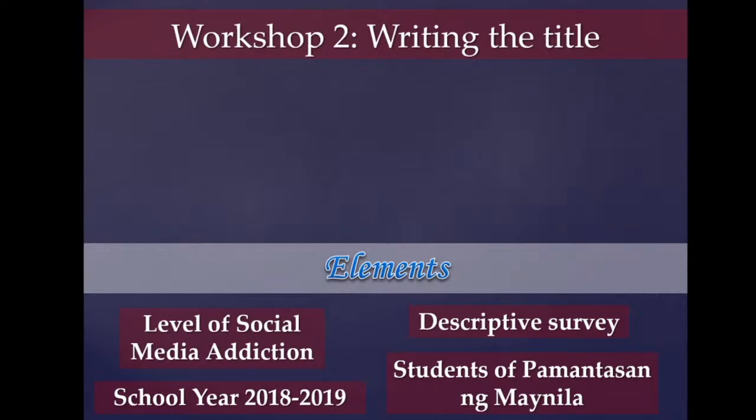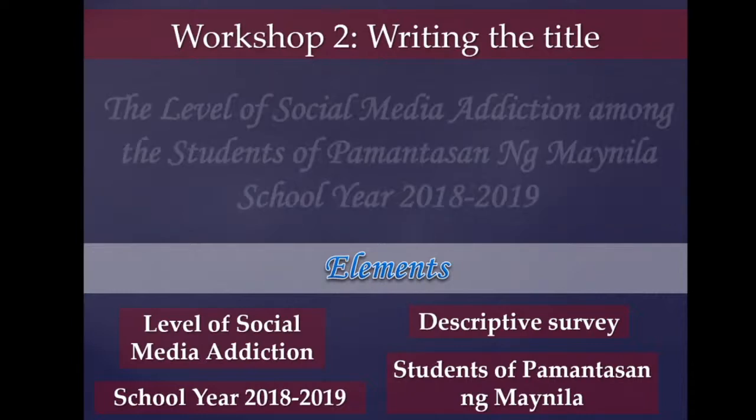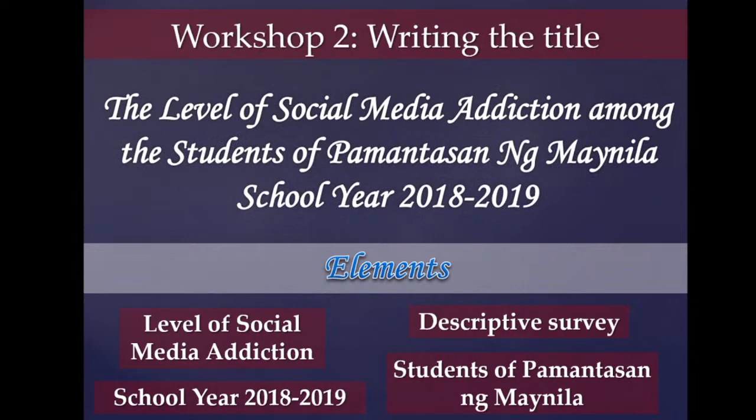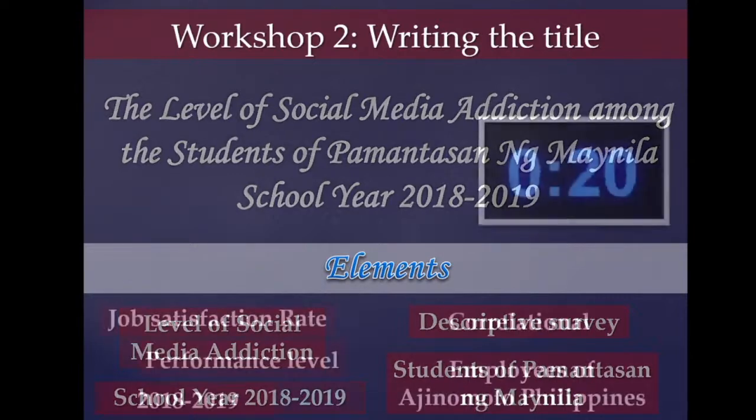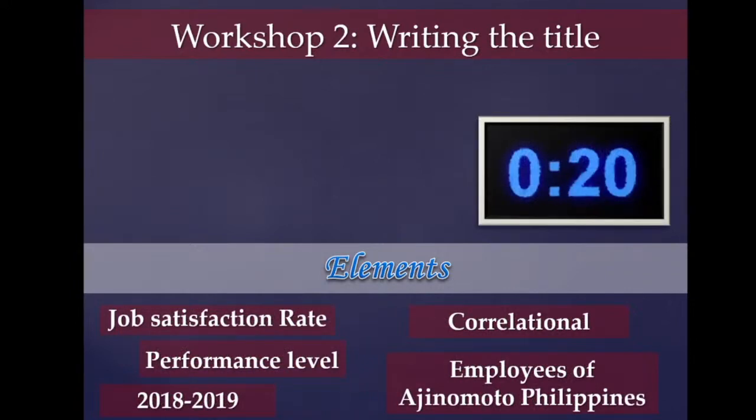All right, let's see if we have the same answer. The level of social media addiction among the students of Pamantasan ng Maynila, school year 2018-2019. All right, so don't fret about not getting the correct answer. Let's have another title to write. All right, so we have the following variables: job satisfaction rate and performance level. You have the time period and the people involved in addition to the research method, which should be correlational research. How will you write the title based on the elements? I wonder. Write your answer on the comment box. 20 seconds. Go.